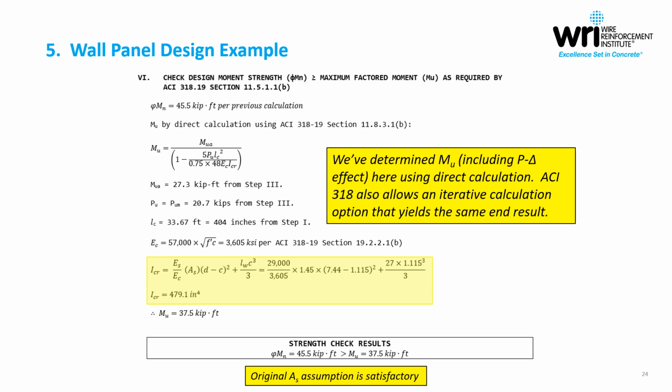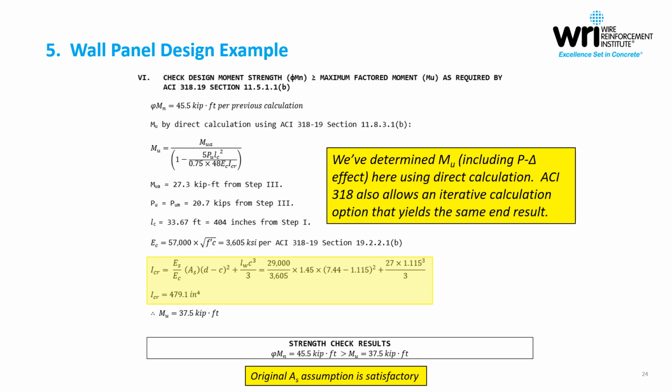So you can see the equation there for M sub U. We really have the values we need to populate that equation once we run down and determine what our cracked section moment of inertia is. So our cracked section moment of inertia is 479.1. And then we can circle back and populate that M sub U equation. Notice that our M sub U, including P delta effects, is 37.5 kip feet.